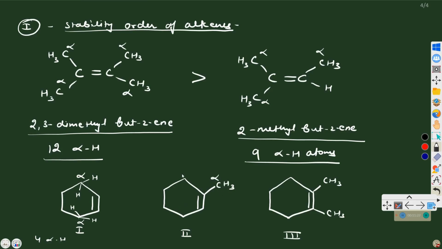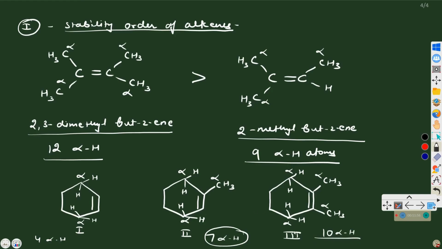And in this case, there is a methyl group present here. So this is alpha, and this is alpha. There are a total of 3. On these 2 alpha carbons there are 4 alpha hydrogens, and 3 here, so a total of 7 alpha hydrogen atoms. And in this one, 1, 2, 3, 4. So here if we count, there are a total of 10 alpha hydrogens. So definitely structure 3 is more stable than 2, and structure 2 is more stable than structure 1.